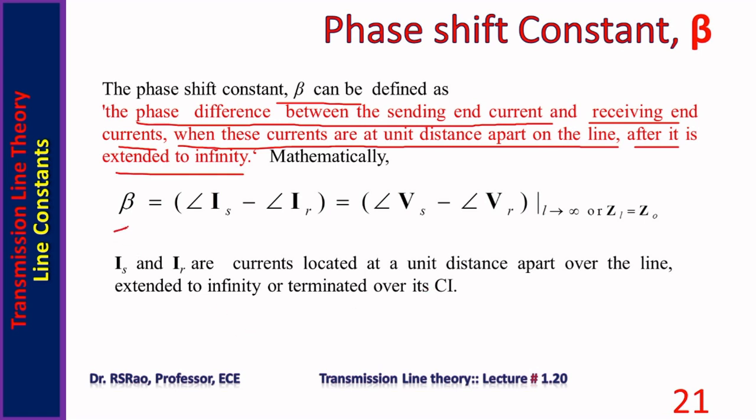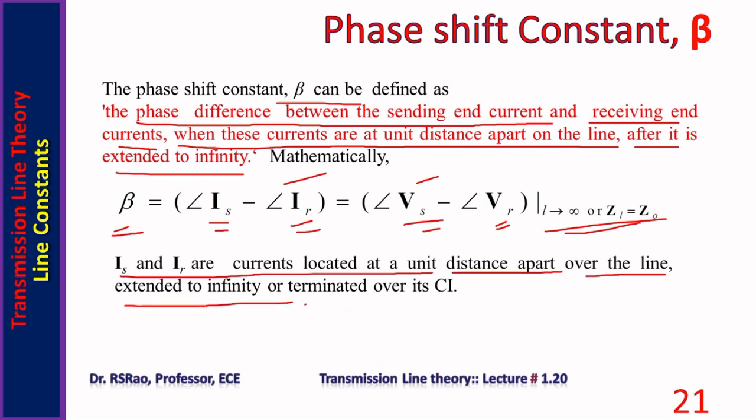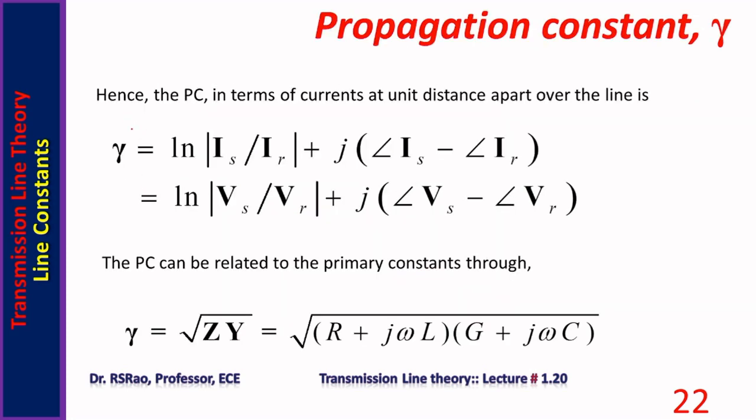You see, beta, by definition, is the angle of IS minus the angle of IR, or the angle of VS minus the angle of VR. These two voltages and currents you have to consider after the line is extended to infinity. Here IS and IR currents are located at a unit distance apart over the line, extended to infinity or terminated on its characteristic impedance. Note that in these definitions, it is assumed that the line is uniform. If it is non-uniform, things are different. R varies from point to point when the line is not uniform. R, L, G, C, everything varies. Hence Z naught and gamma also vary.